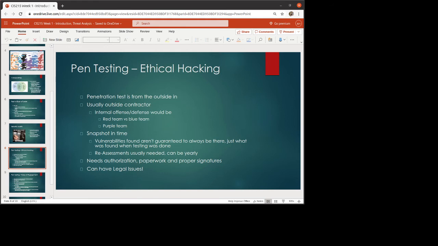Now, for pen testing or ethical hacking, what you want to think about is if you are hired to do this, what that would end up looking like, and how that would end up working. But it is really important that you think about the ethical portion of ethical hacking. This isn't, you know, hack things. It's how can I help this company protect themselves?